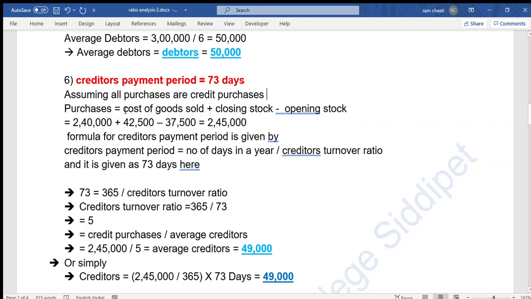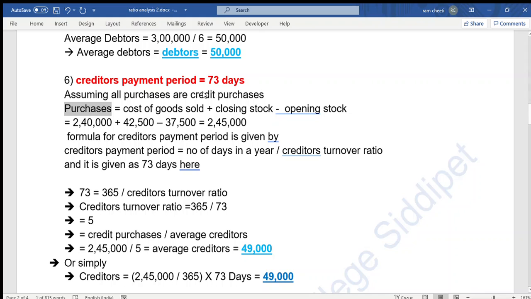So we know the equation that cost of goods sold is equal to opening stock plus purchases minus closing stock. I've altered the equation to find out the amount of purchases made here. Simply, closing stock will become this one. So we have solved the equation for purchases.